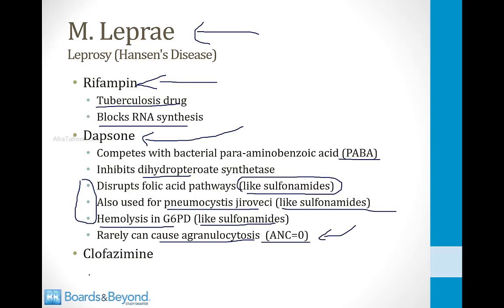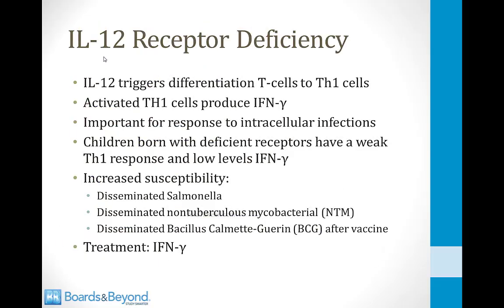Very uncommon. And then finally there's clofazimine, and really the only thing you need to know about this is that it's used to treat Mycobacterium leprae infections. It works by disrupting the mycobacterial DNA, but the mechanism is really not something that's very high yield for you to know about. The last thing I'll mention is a very rare condition called an IL-12 receptor deficiency.